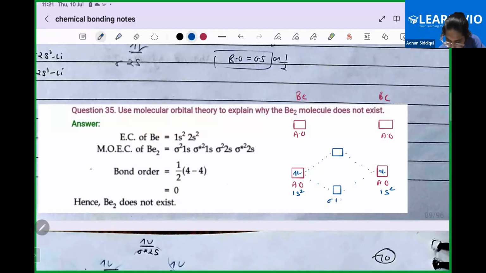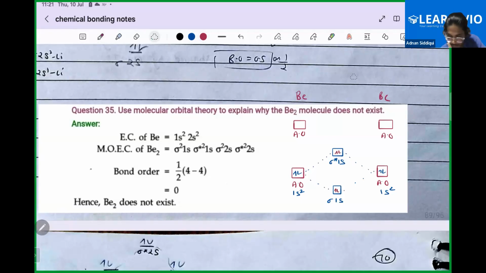Sigma 1s and sigma star 1s. Put two arrows in each box, right, because it's filled. Now our 1s orbitals are filled. Now we go to 2s.